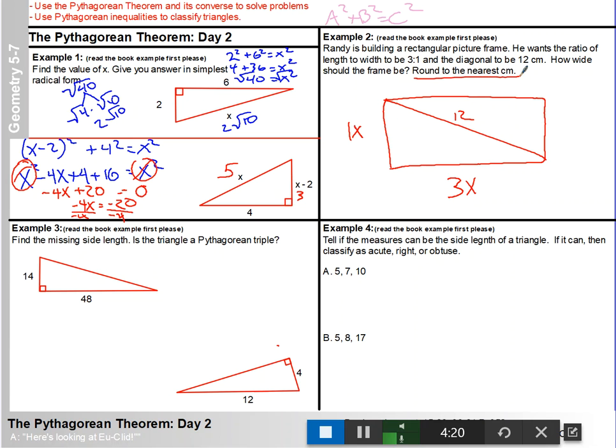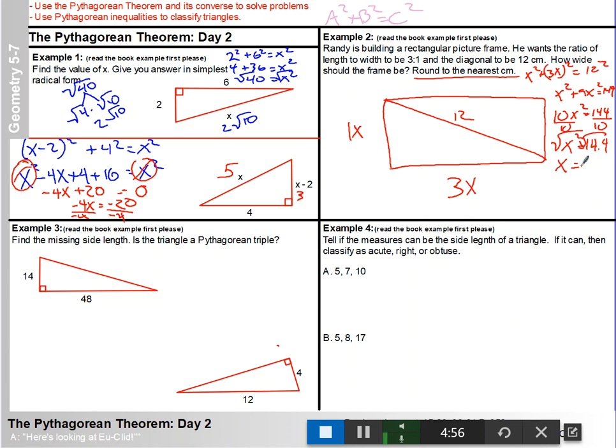All right, so I know that x squared plus 3x, whole thing squared, has to equal 12 squared. So I have x squared plus 9x squared is equal to 144. So, x squared plus 9x squared, that's 10 total x squareds. So I have 10x squared is equal to 144. Divide by 10, divide by 10. And I get x squared is equal to 14.4. All right, square root, square root.